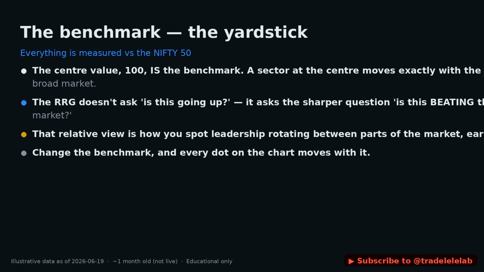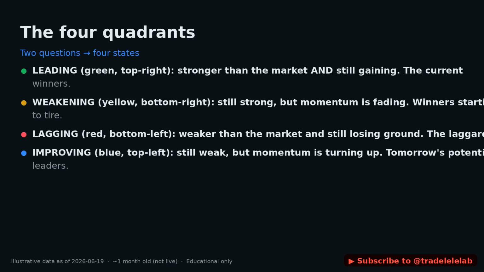If you ever change it, every single position on the chart will shift along with it. Those two questions, strong or weak, and improving or fading, combine to make 4 quadrants, each with its own color. Top right, in green, is leading. These are stronger than the market and still gaining.